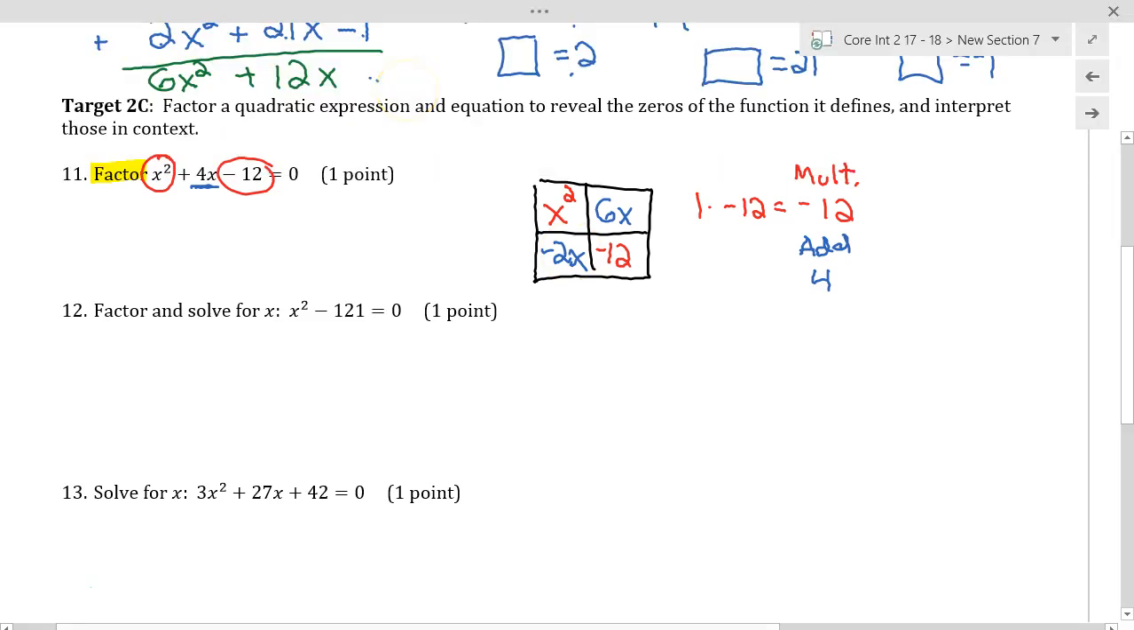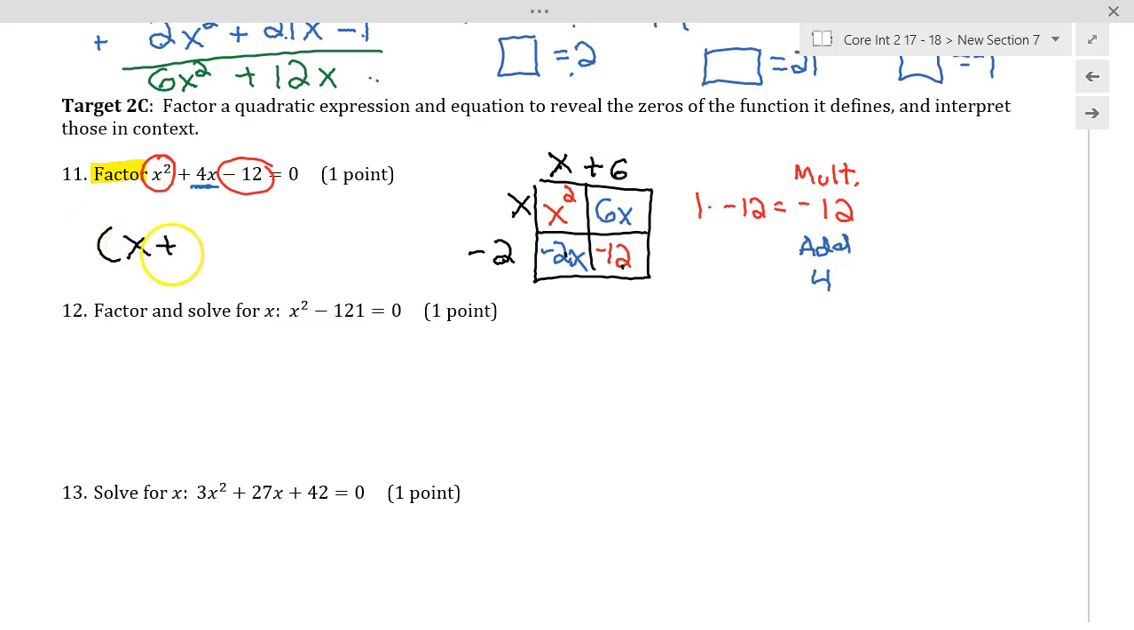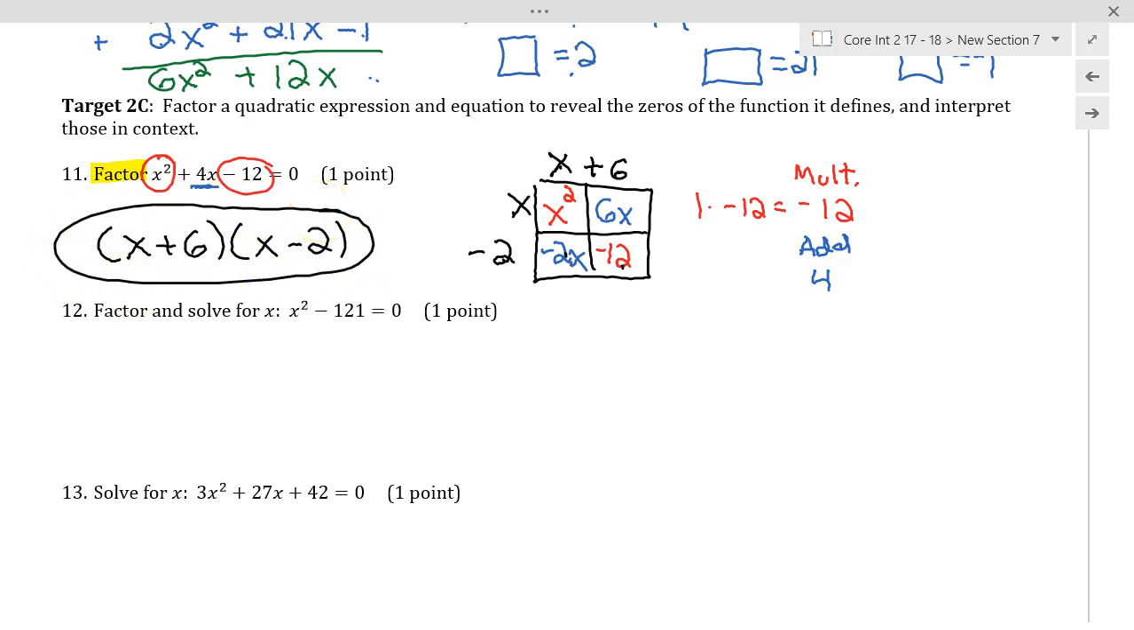Now that I have those, I'm filling in the outside of my box. X squared is x times x. X times positive 6 is 6x. X times negative 2 is negative 2x. And just to double check, negative 2 times 6 is negative 12. Okay? So my answer here is x plus 6, x minus 2.